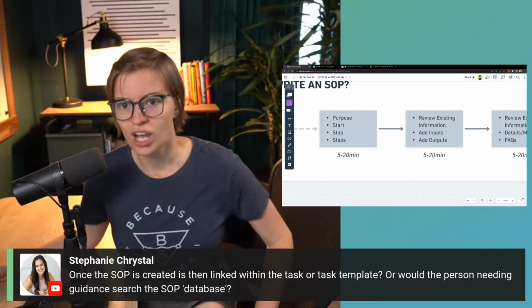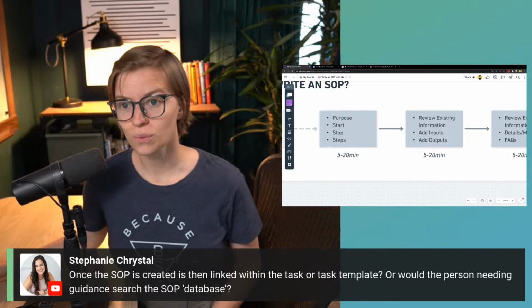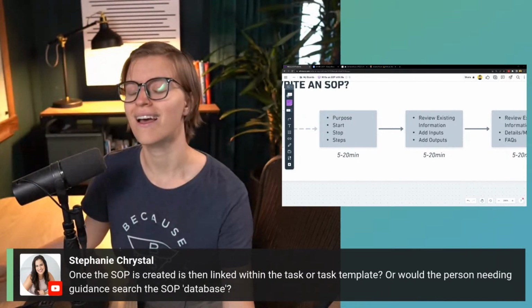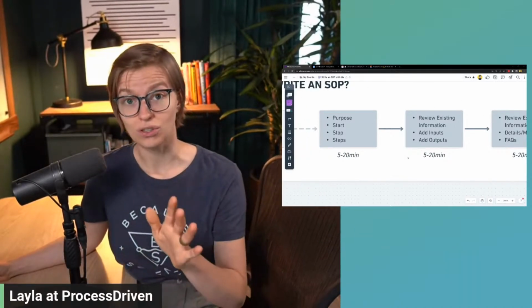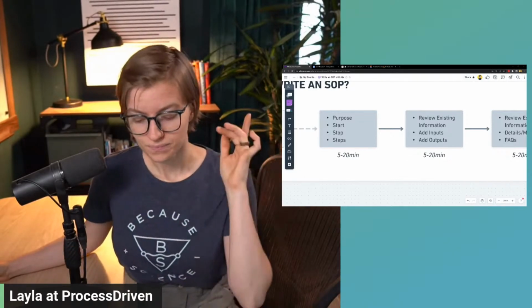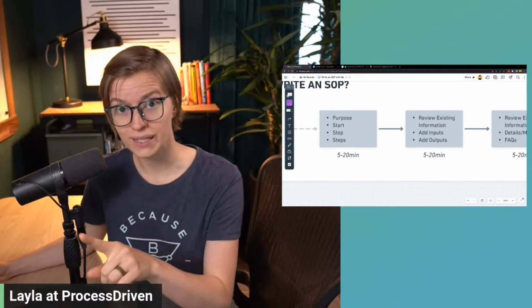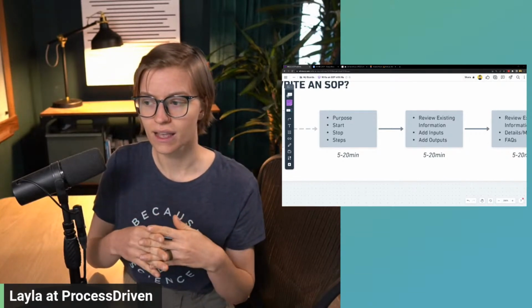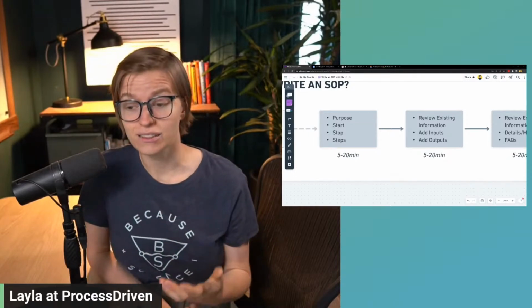Let me get the question in the chat right quick here. Stephanie's asking, once the SOP is created, is it linked within the task or task template, or would the person needing guidance search the SOP database? Good question. Once we create these SOPs in whatever tool you're using, the way you connect them is going to differ from tool to tool. We have a video on both major platforms we support here: one on Smart Suite and one on ClickUp, on how to connect your SOPs to your tasks. There are several methods per framework, but generally speaking, yes, you would want to connect them.